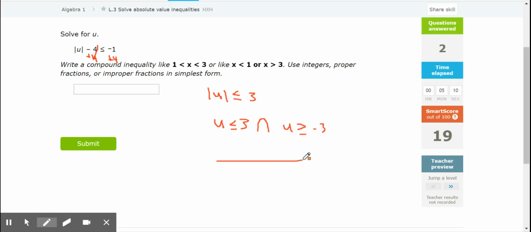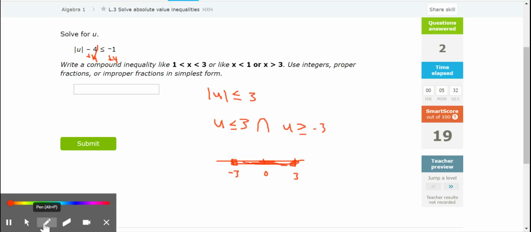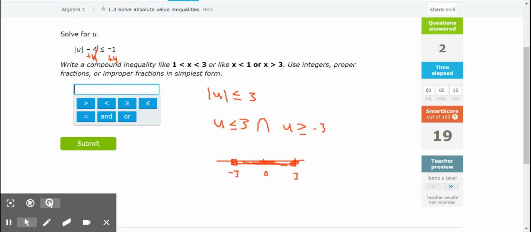So greater than -3, less than +3. So you're going to see something that's going to look like this. Closed circle at -3, closed circle at +3. We'd have a line extending from here in this direction, overlapping with a line extending this way in that direction. So from -3 less than or equal to u, which is less than or equal to 3.